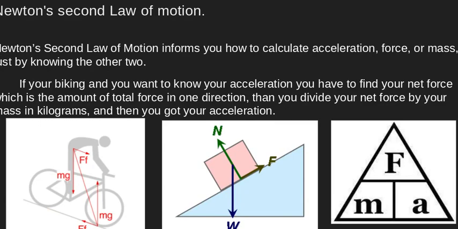Newton's second law of motion. Newton's second law of motion informs you how to calculate acceleration, force, or mass, just by knowing the other two. If you're biking and you want to know your acceleration, you have to find your net force, which is the amount of total force in one direction. Then you divide your net force by your mass in kilograms, and then you have your acceleration.